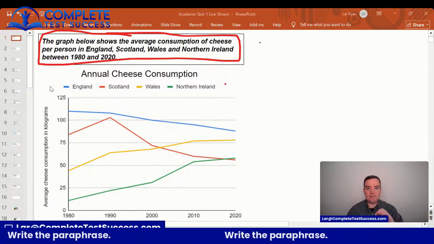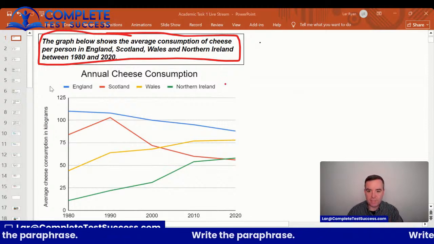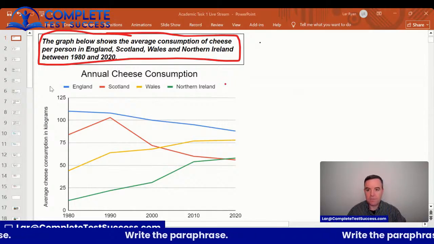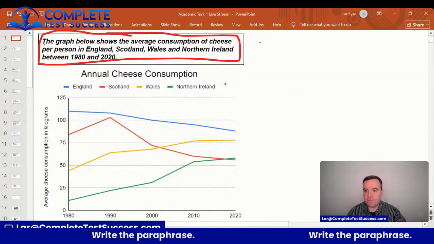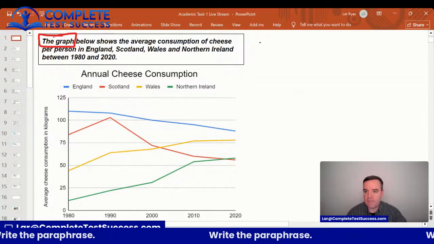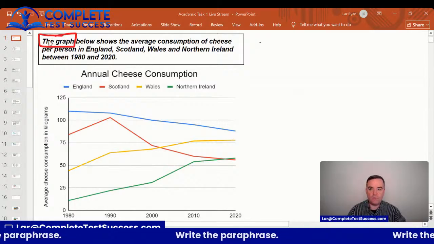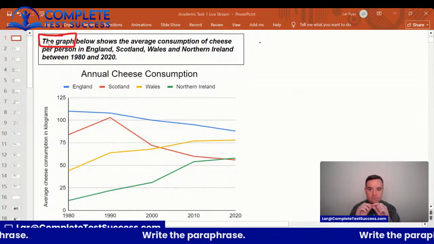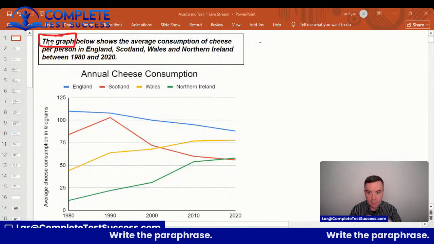The reality is you probably won't be able to change every word. You'll need to copy some of the words, and that's okay. So just change the ones you can change. For example, I like to go phrase by phrase. If we take the first phrase, we go, okay, the graph. Do you know another way to say that? If you do, change it. If you don't, copy it.